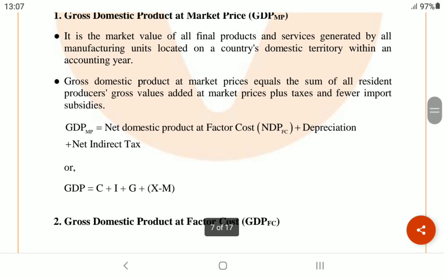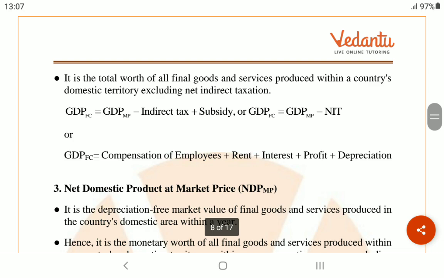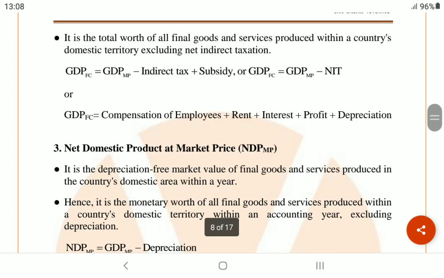Second type is gross domestic product at factor cost, GDPFC. It is the total worth of all final goods and services produced within a country's domestic territory, excluding net indirect taxation. So GDPFC is equal to GDP minus indirect tax plus subsidy, or GDPFC is equal to GDP minus NIT, net indirect tax, or you can take it as GDPFC is equal to compensation of employees plus rent plus interest plus profit plus depreciation.